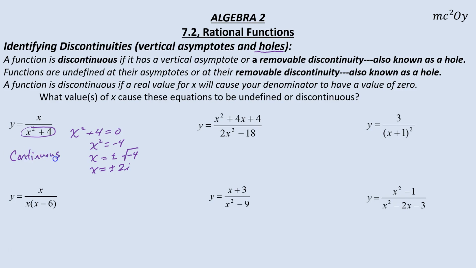Okay. So if you try to set the denominator equal to 0 and you get an imaginary number, then the graph is continuous. In other words, there aren't any holes and there aren't any asymptotes. If you were to graph it, you would never have to pick up your pencil. You'd have a smooth curve that you can keep graphing forever. Okay? It's continuous because you have an imaginary solution that would make the denominator 0. Okay? So let's look at this next one.